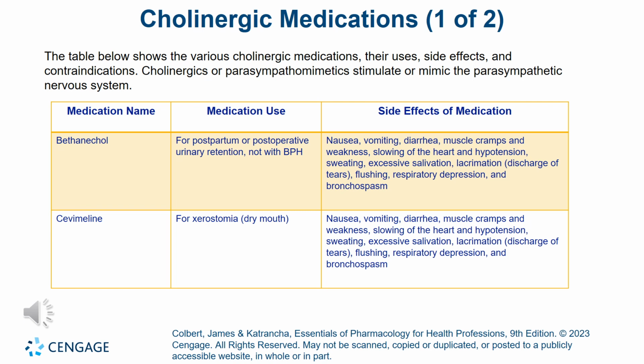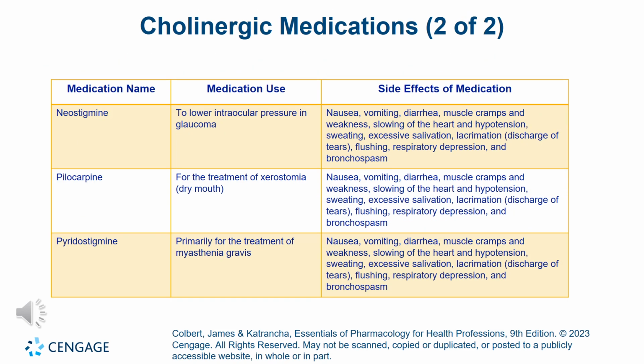Cevimeline, this is for xerostomia, which is dry mouth. Side effects are the same for these medications: nausea, vomiting, diarrhea, muscle cramps, and weakness, slowing of the heart and hypotension, sweating, excessive salivation, lacrimation or discharge of tears, flushing, respiratory depression, and bronchospasms.